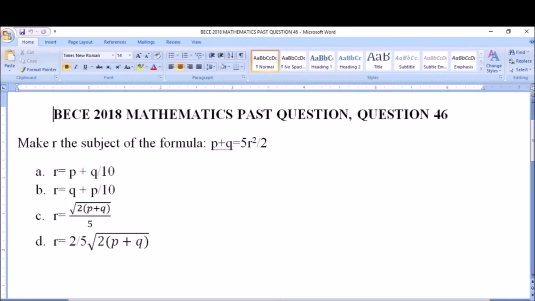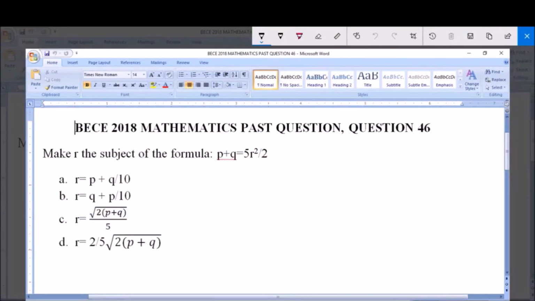Hello, good day and welcome. Today we're going to be dealing with BECE 2018 Mathematics Past Question, question 46. Make R the subject of the formula P plus Q is equal to 5R squared all over 2.